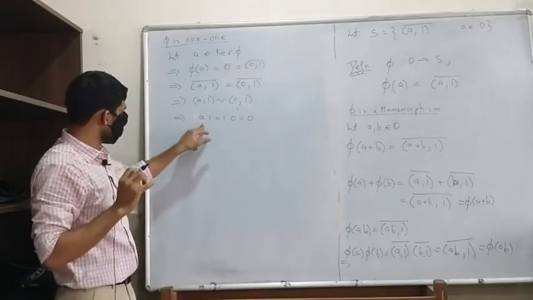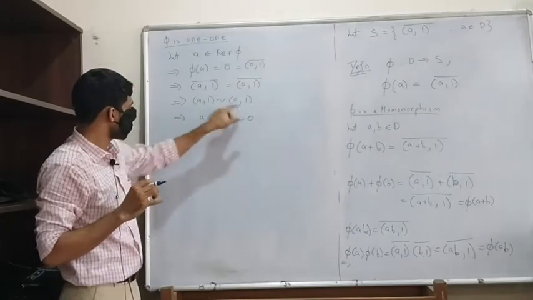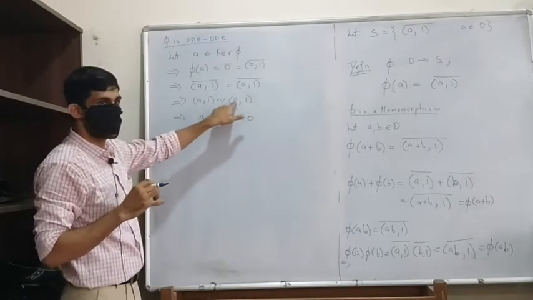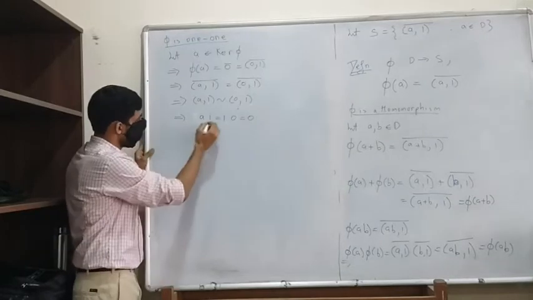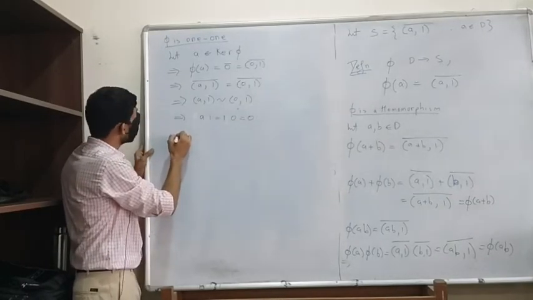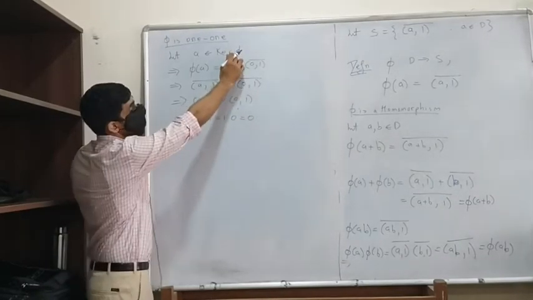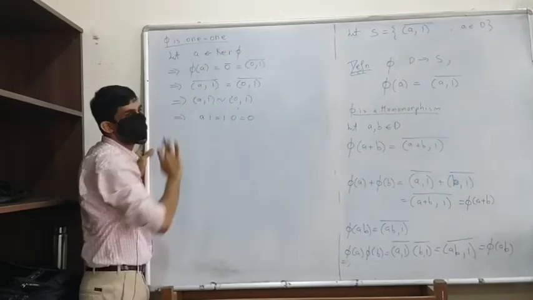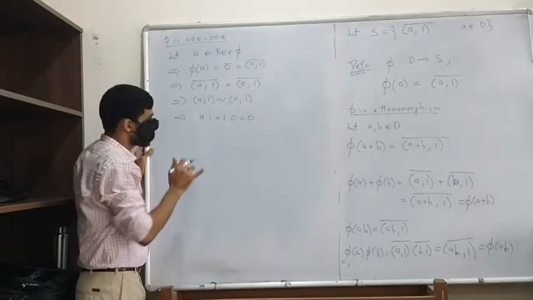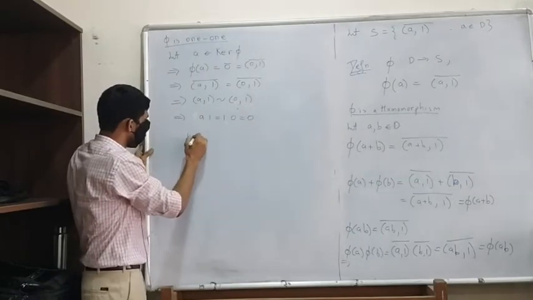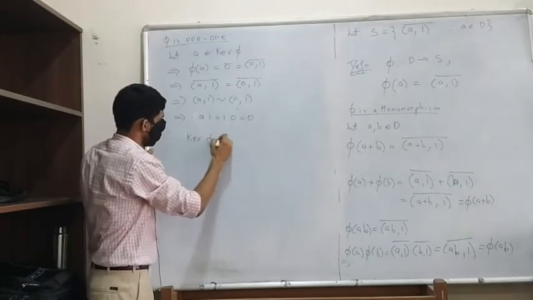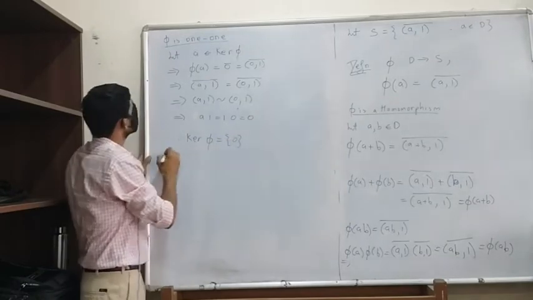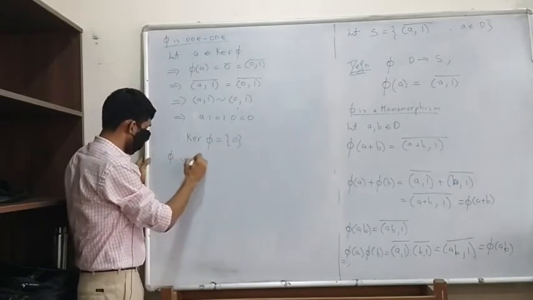A times 1 is 1 times 0, right? That's the relation. So A is equal to 0, and if A is equal to 0, that means that the only element in the kernel is 0. I have taken any element, shown that it has to be the 0 element. So therefore this tells me that the kernel of phi is nothing but just the zero element. And what about phi being onto?